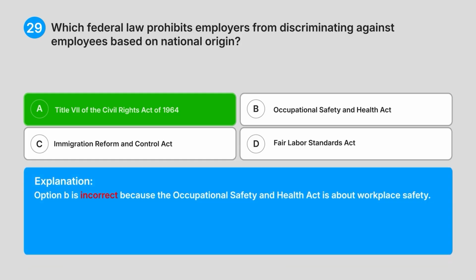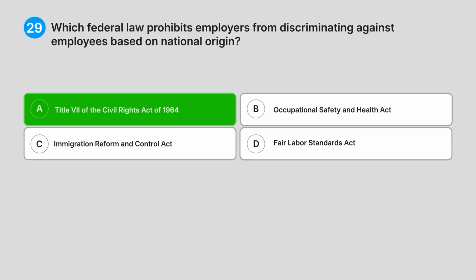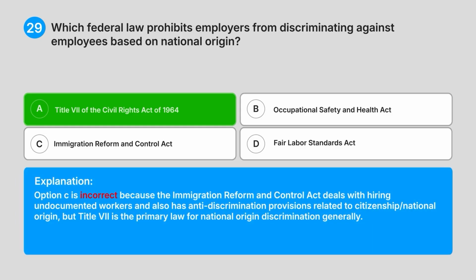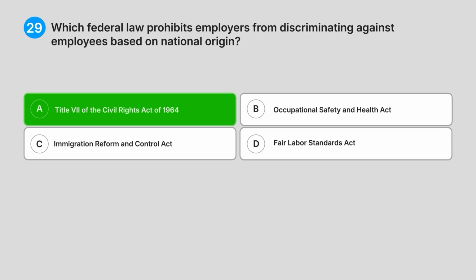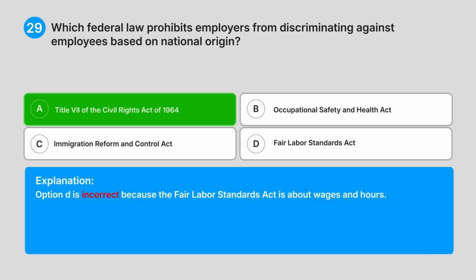Option B is incorrect because the Occupational Safety and Health Act is about workplace safety. Option C is incorrect because the Immigration Reform and Control Act deals with hiring undocumented workers and also has anti-discrimination provisions related to citizenship/national origin, but Title VII is the primary law for national origin discrimination generally. Option D is incorrect because the Fair Labor Standards Act is about wages and hours.